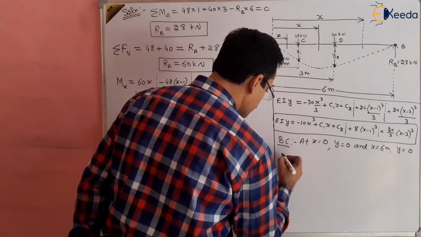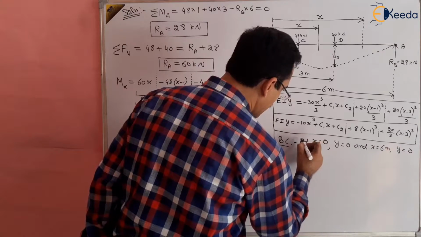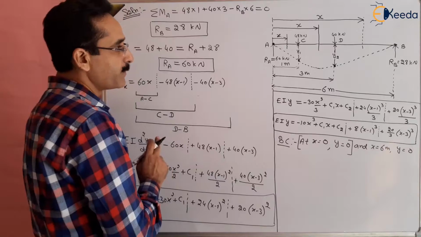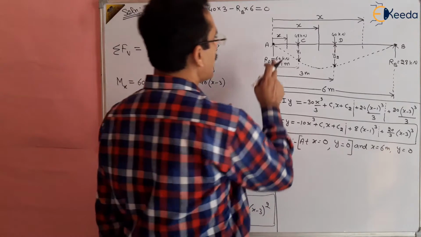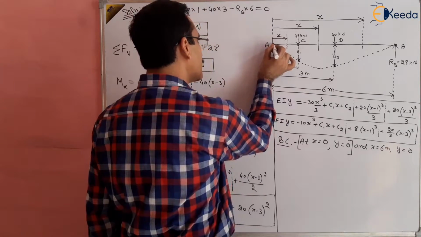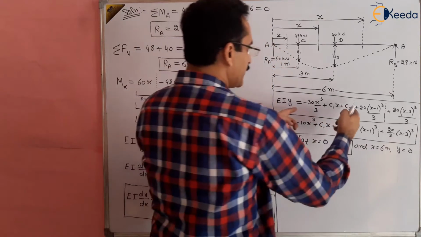So let us use the first boundary condition. At x equal to 0, y is equal to 0, we want to utilize this equation. This equation is between points A and C, because we are applying it at point A, and this is applicable between A and C, right?